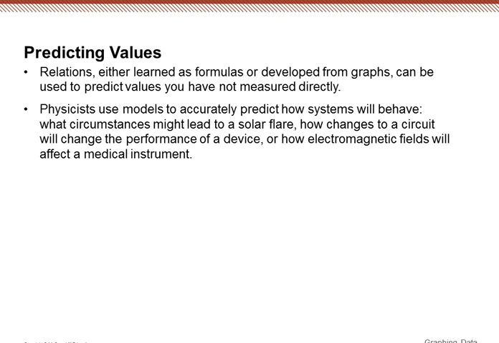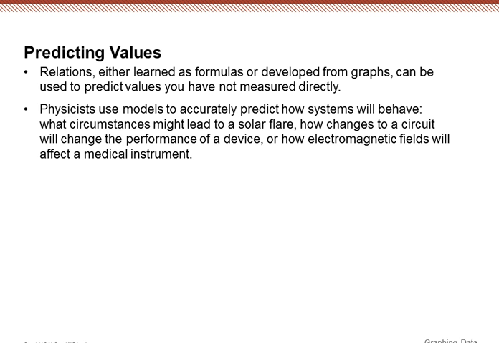And so we have these models so that we can predict values. And we take these relations, either learned as formulas or developed from the graphs, and we can use these to predict what's going to happen in the future without having to do any measurement. When I say future, that doesn't necessarily mean a future point in time, but either later on in the experiment by changing the independent variable more severely than what we changed it in our experiment.